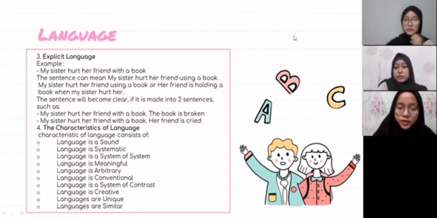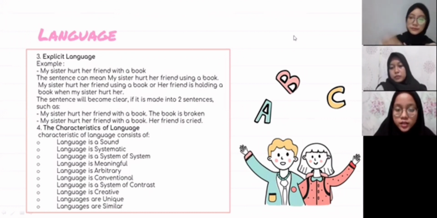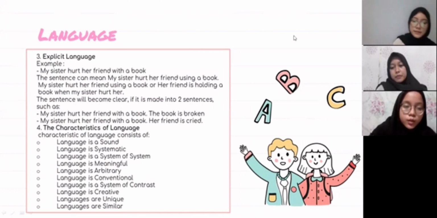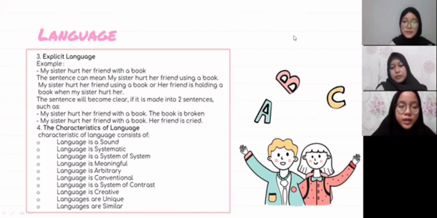So like Japan, Australia, and Indonesia, linguistics also has a characteristic that is usually called the characteristics of language. What are the contents? This is the characteristic and the discussion. So there are many characteristics of language, consisting of: first, language is sound; language is systematic; language is a system of systems; language is meaningful; and so on.